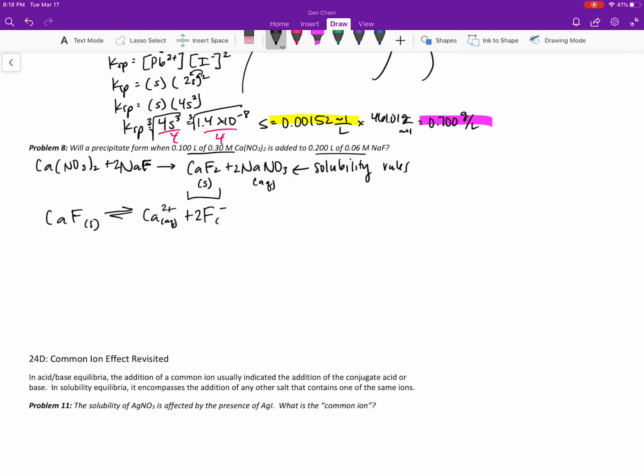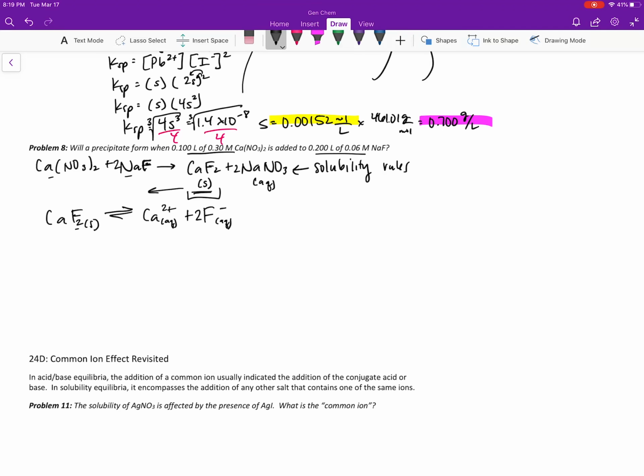So essentially, we're looking at the solubility of calcium fluoride. Is it super insoluble or is it super soluble? So we need to determine what's the concentration of calcium fluoride. Sorry, I left that 2 off there. I just snuck that in. Of the calcium fluoride once we mix calcium nitrate and sodium fluoride.